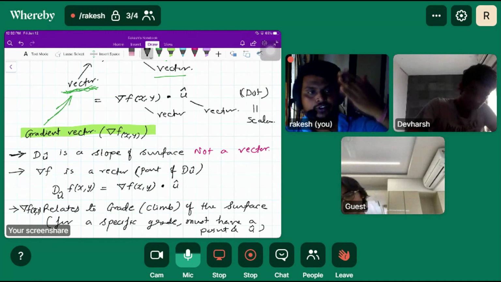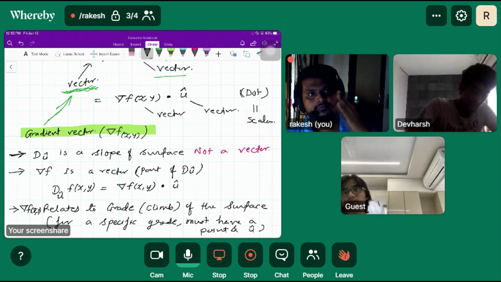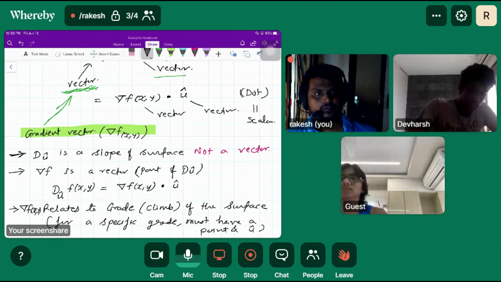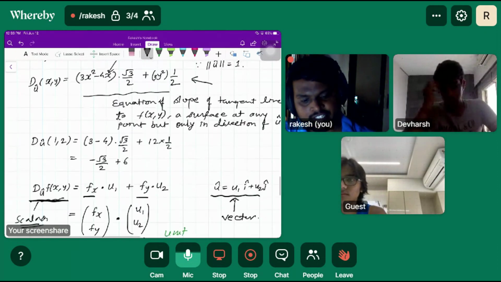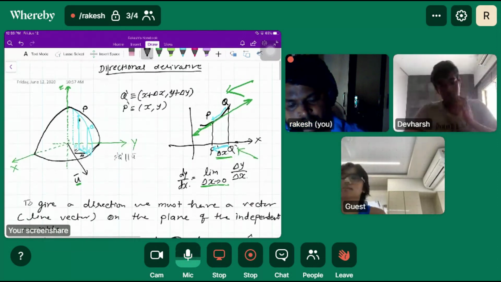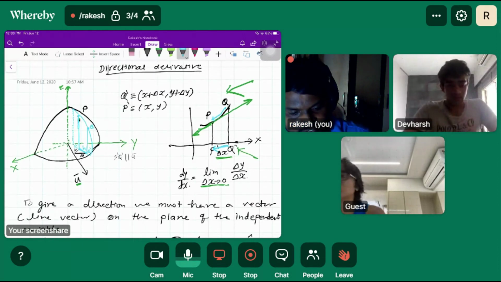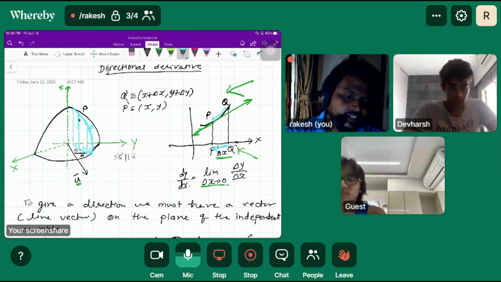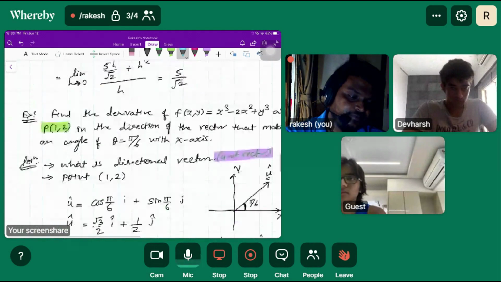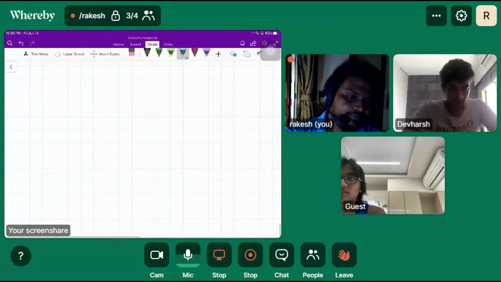Are you getting that? See, I have drawn one plane. So the gradient is a climb along that surface, which includes a point and the direction u bar. You can see that this curve which I am referring to here is the climb. So how steep the climb is, is basically the gradient. Do you understand the definition properly?